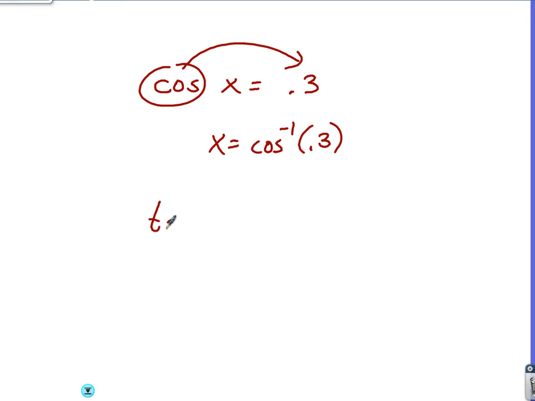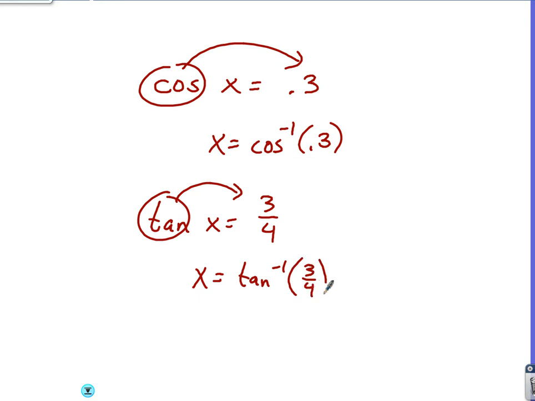Tangent's the same way. If you have the tangent of x equals 3/4, to move tangent from one side to the other side, you would do the inverse tangent. Just a side note, some books will write it with a little negative one. That's the inverse of. We'll talk more about that when we do functions later on in Algebra 2. Anytime it's a little negative one, that's inverse. It's not raising it to the negative. That's not what it's saying. But the tangent to the negative one, that's the inverse tangent.